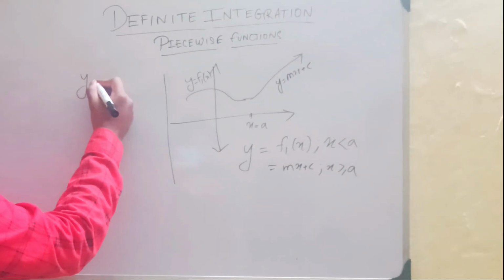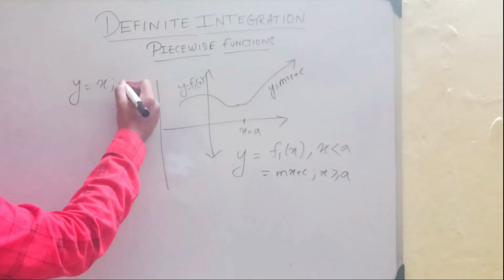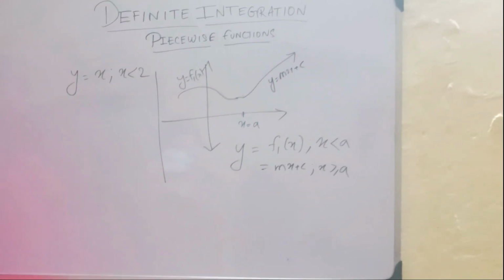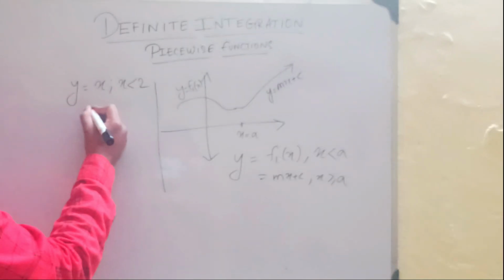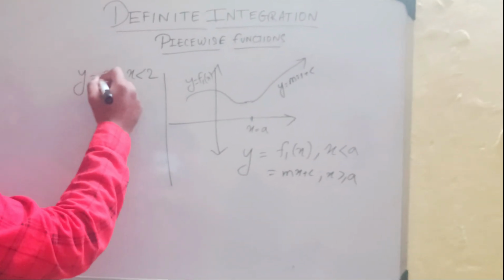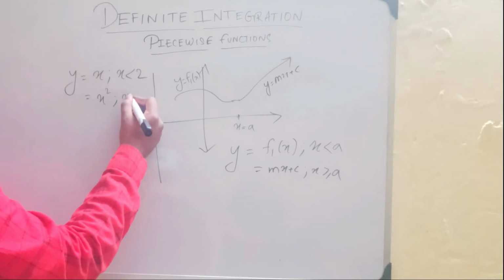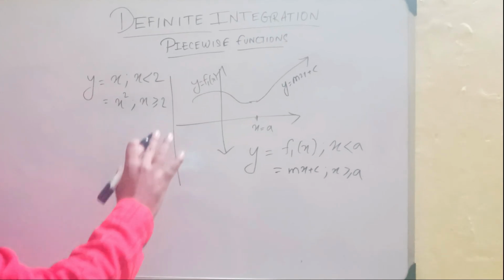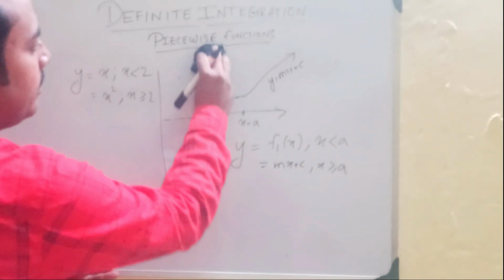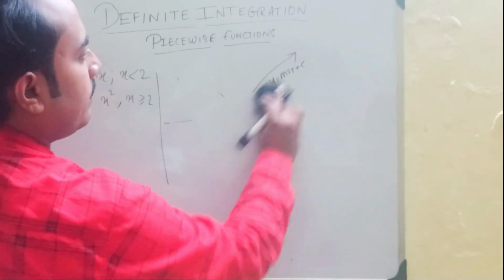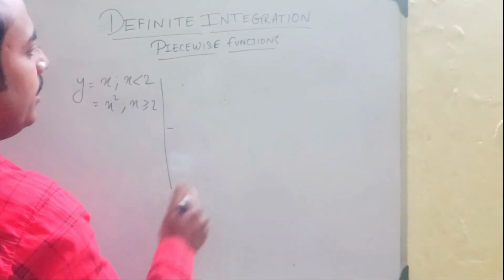Let's say we have a function, for example, y equals x for x less than 2, and we can say y equals x squared for x greater than or equal to 2. I hope this definition makes sense. If not, you can just understand it like this. So I will just draw a graph of this function here.